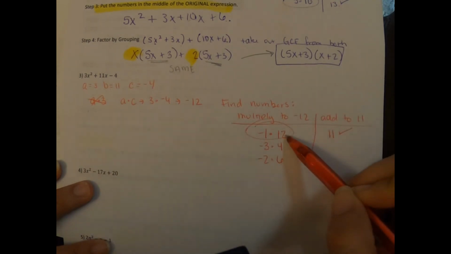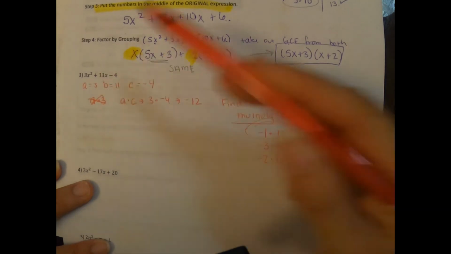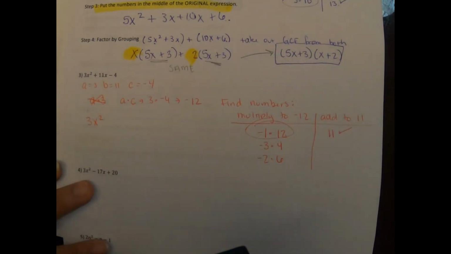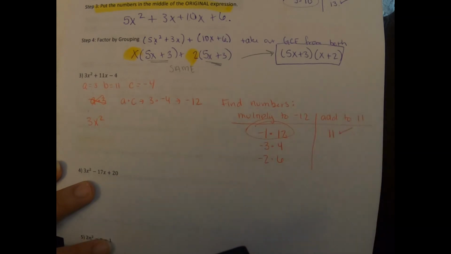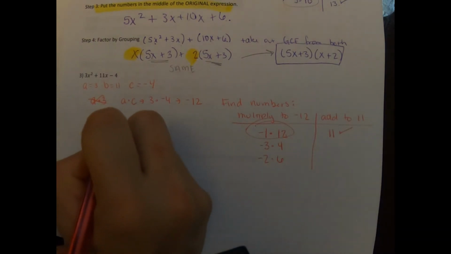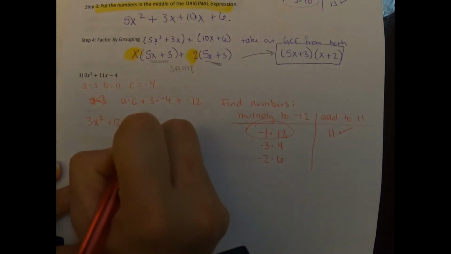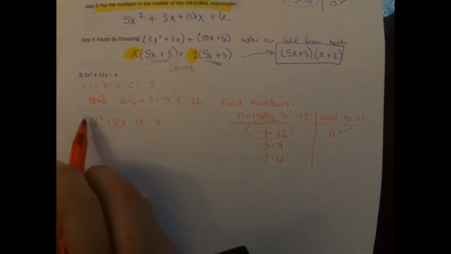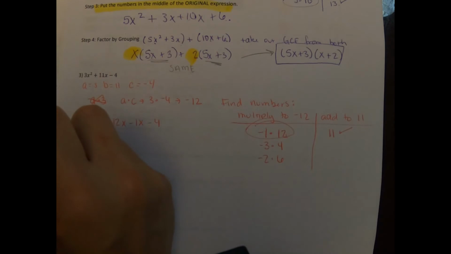You take those numbers and you put it in the middle of this problem. I'm going to switch the order this time just so you know you can put it in any order. So I'm going to put the plus 12 first, the minus 1x next, and the minus 4. Now I'm going to group them.